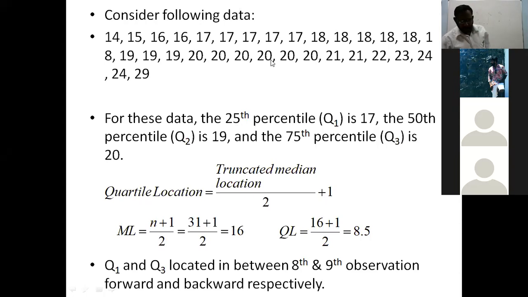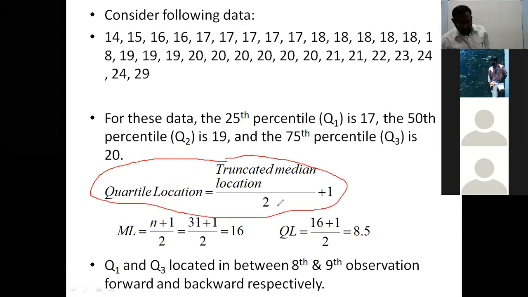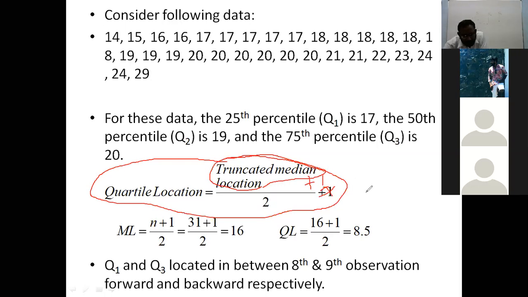Quartile location. It is called quartile location. So this quartile location is given as the truncated median location divided by 2. I will explain what this truncated median location is. Truncated median location divided by 2 plus 1. Actually, this plus 1 has to come here. Something is wrong here. So the truncated median location plus 1. Change this in your notes. This is wrong. This plus 1 has to come there. Change the notes so that plus 1 comes on the top, as part of the numerator. Truncated median location plus 1, divided by 2.